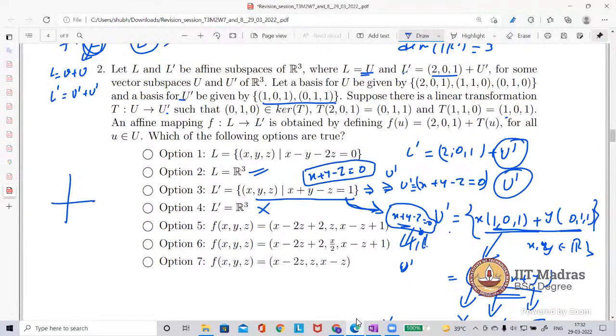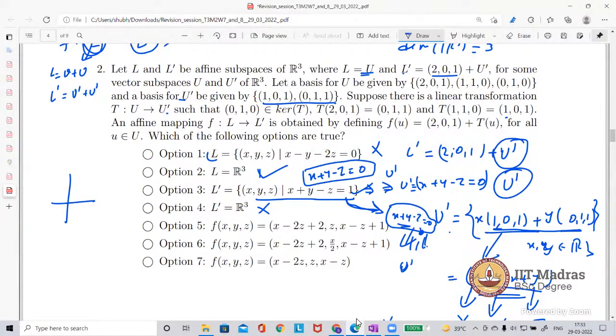Then how to confirm option 1? Option 1 is about L. L is actually R3, so option 1 is wrong, because it appears like a two dimension. Yeah, it appears like a 2 dimension, if you extract the corresponding subspace of this L. And we can also substitute the basis there and check whether that equation is satisfied.